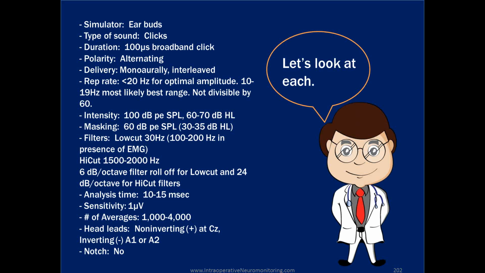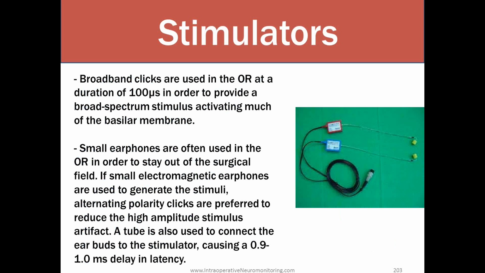The head leads are the non-inverting positive at CZ, and the inverting or negative at A1, A2. That non-inverting, inverting just has to do with our differential amplifier, which we'll get into a little bit later in a different section. And we don't use notch filters.